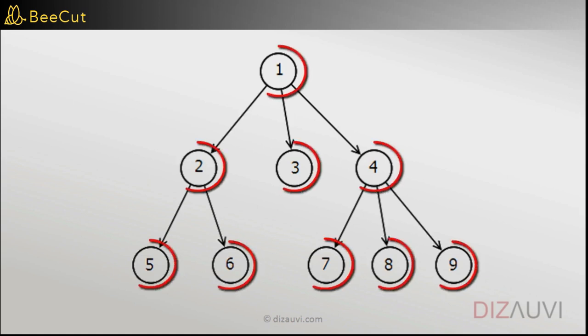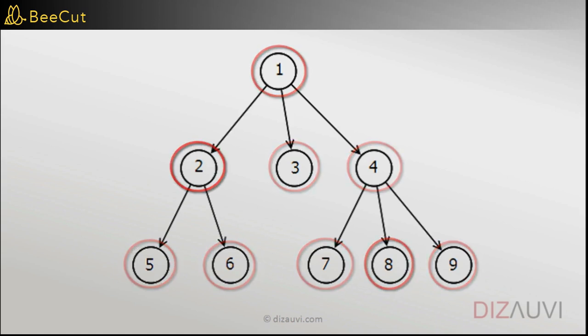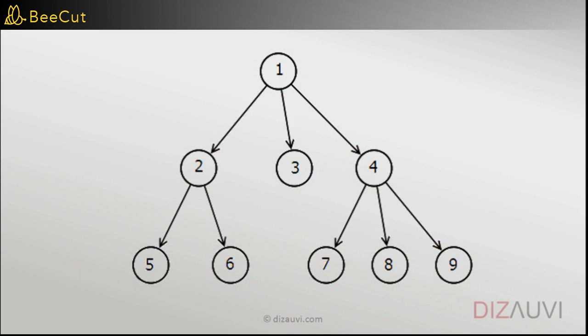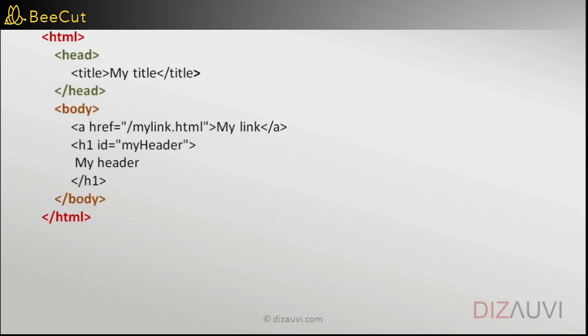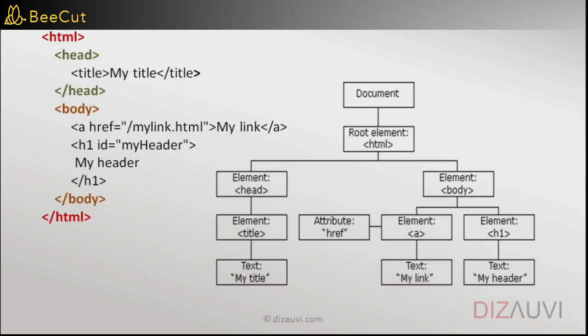A tree data structure has a node, and it can have other nodes as children. Usually it has one node from where the tree starts, and this node is called the root node. So if you look at an HTML document, it looks quite like a tree structure. For example, this HTML can be represented in a tree structure like this. It has a root element, which is the HTML element. Then this HTML element contains two children, head and body.